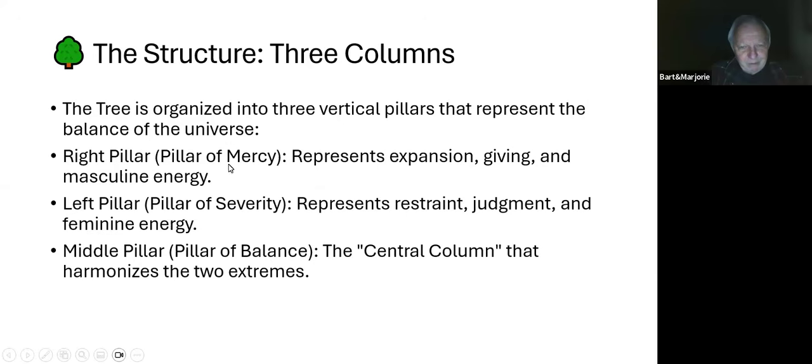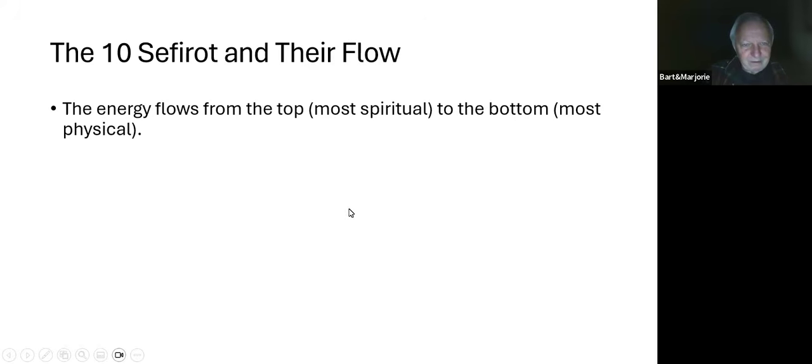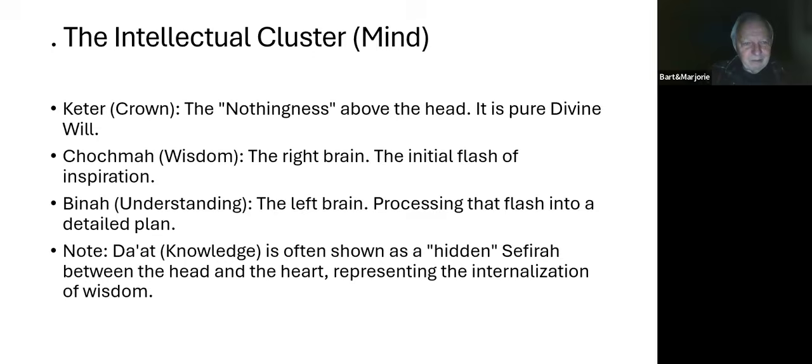It's organized into three vertical pillars that balance the universe. The right pillar is the pillar of mercy, represents expansion, giving, and masculine energy. The left pillar is the pillar of severity, representing restraint, judgment, and feminine energy. And the middle pillar is the balance pillar, the central column that harmonizes these extremes. The energy flows from the top, the most spiritual, to the bottom, the most physical.